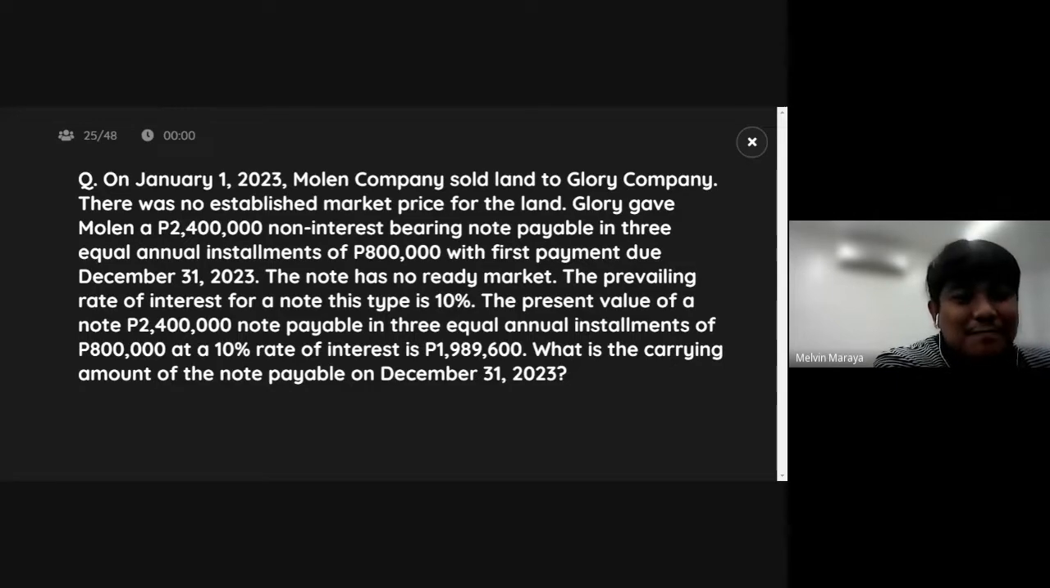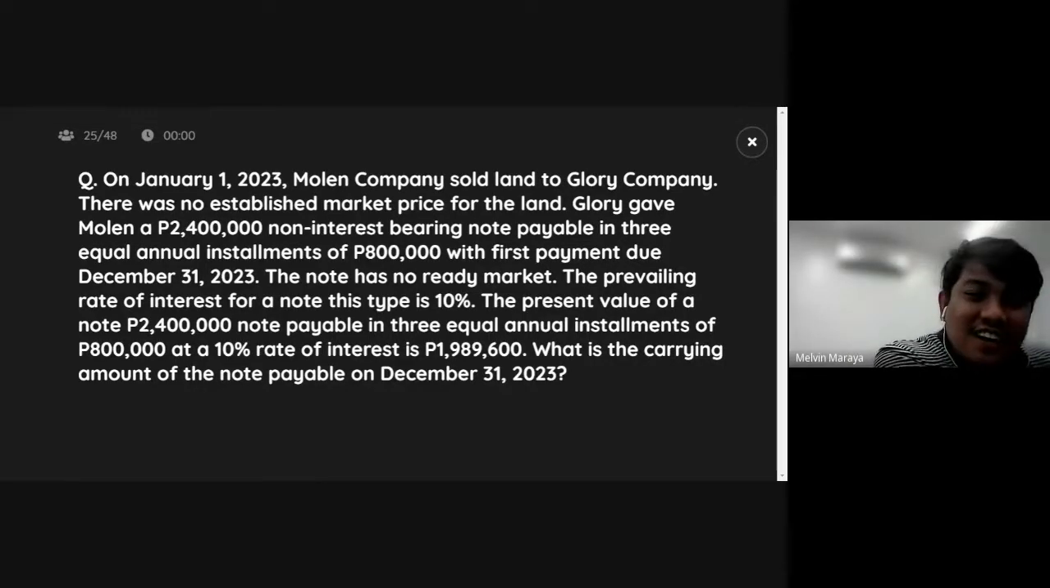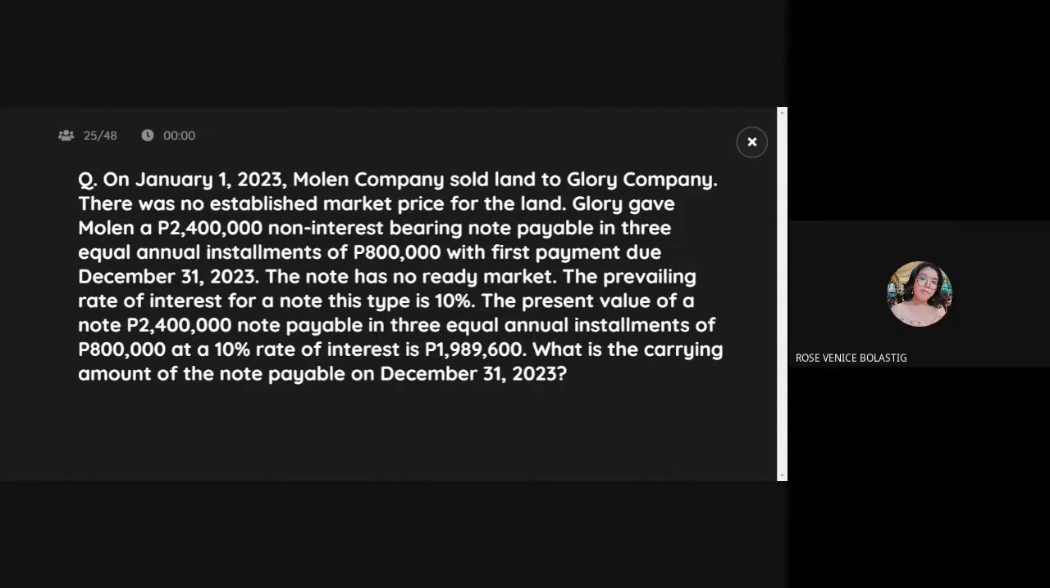Kunin niyo muna yung 10% ng present value ng 1,989,600. What is the 10% of 1,989,600? 198,960. Okay, take note ha. Yung 198,960 ibawas niyo sa discount na na-compute natin kanina. Magkano yung discount na na-compute natin kanina? That is 410,400. Ibawas yan. Ibawas siya doon sa 410,400. Magkano na lang yung discount? 211,440.